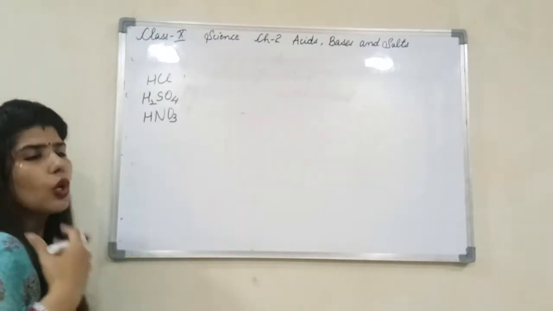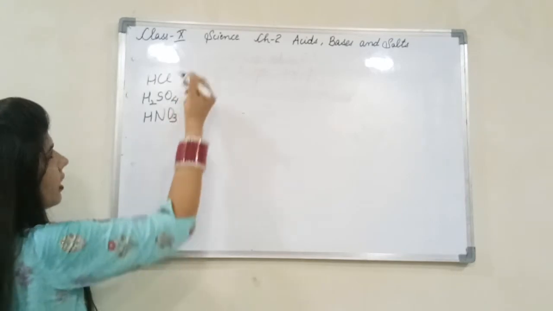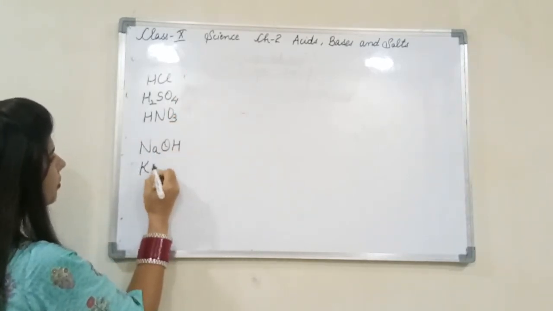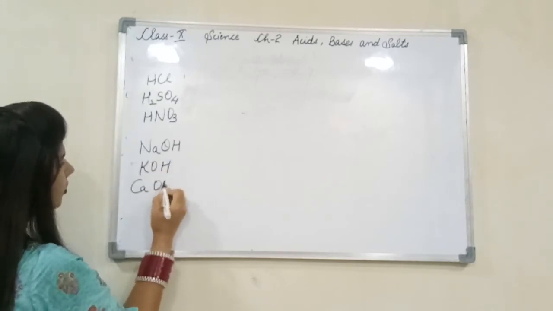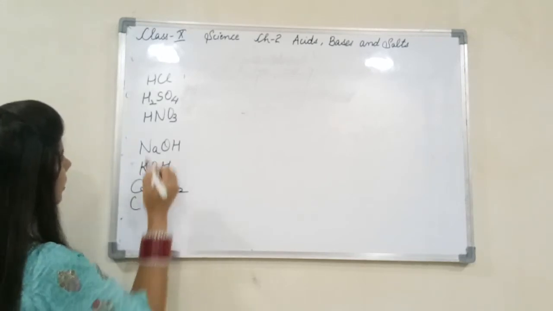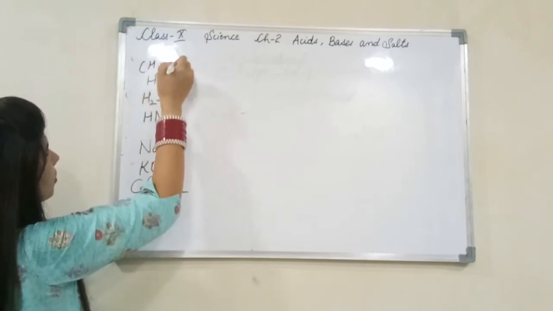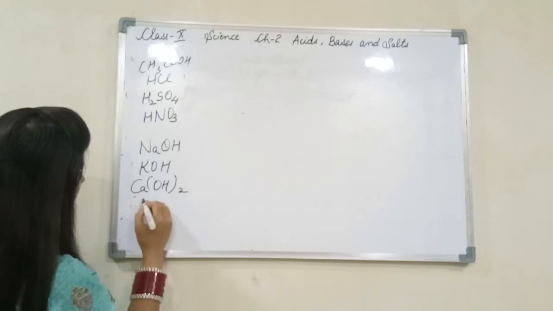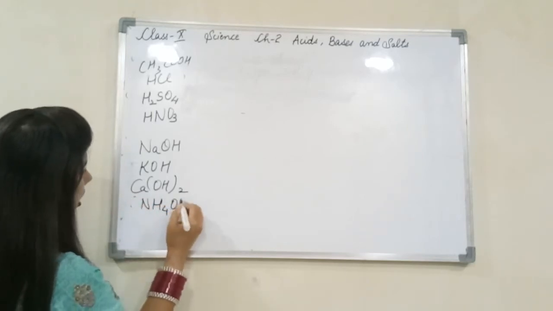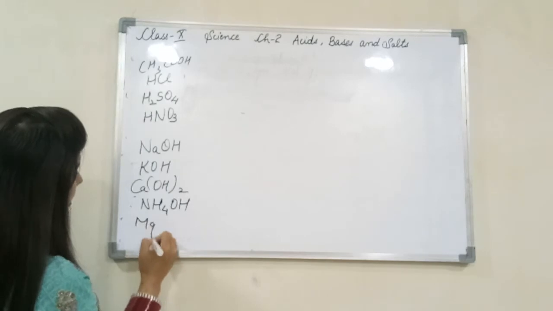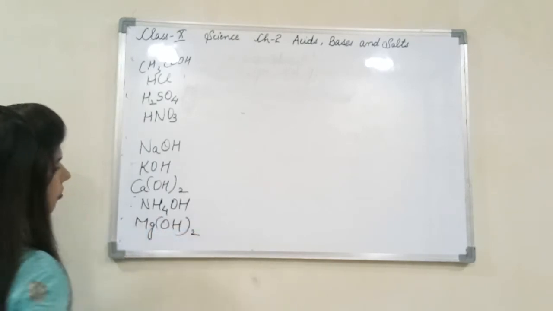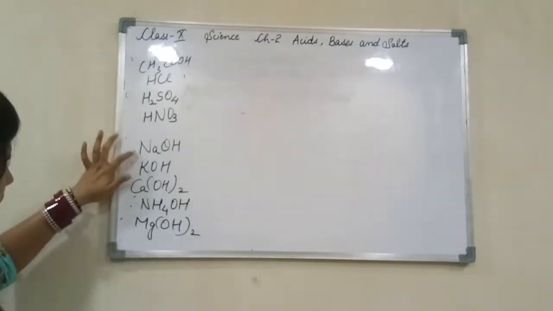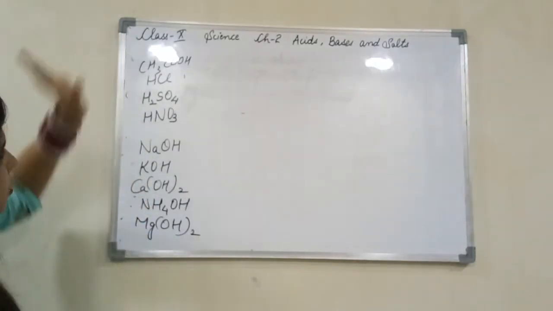What is an activity? Go to your lab, just grab out some things. Like 3 things I have taken over here. Then sodium hydroxide, potassium hydroxide, calcium hydroxide. Okay, here you have acetic acid also. Then you have to take ammonium hydroxide, magnesium hydroxide. Most probably these were the hydroxides, I guess. Sodium, potassium, calcium, ammonium, magnesium.